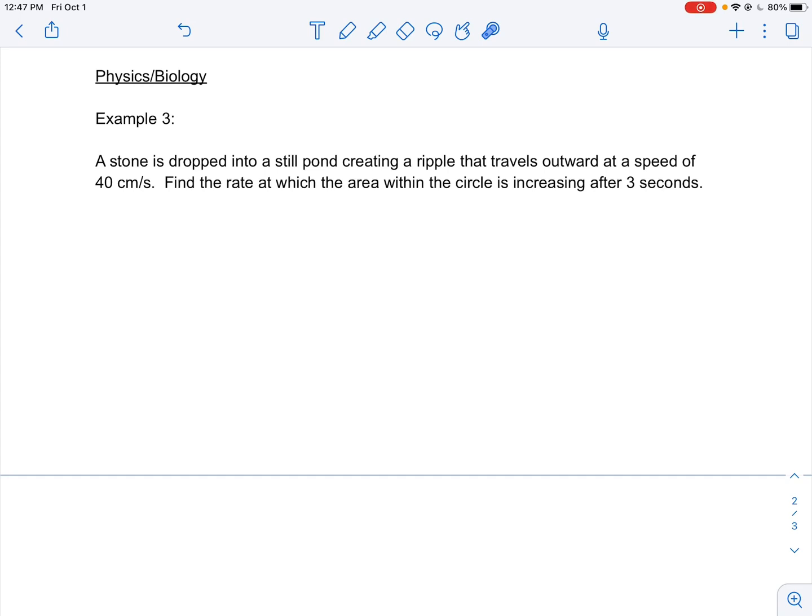So if you look at this, notice what it says. It says a stone is dropped into a still pond, creating a ripple that travels outward at a speed of 40 centimeters per second. Find the rate at which the area within the circle is increasing after 3 seconds. All right, so think about this. They've asked you to find the rate. That's how we know that we're looking for a derivative. We want to find the rate after 3 seconds.